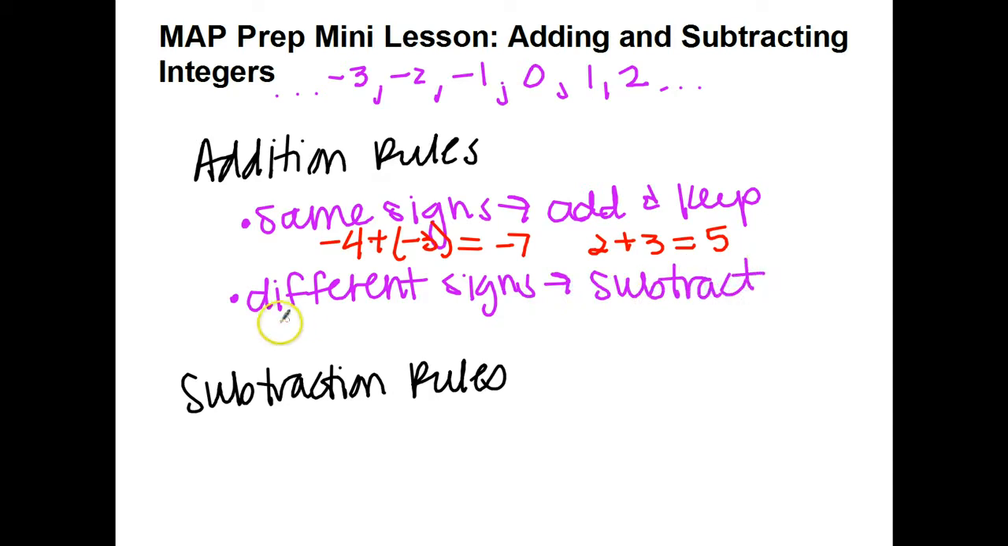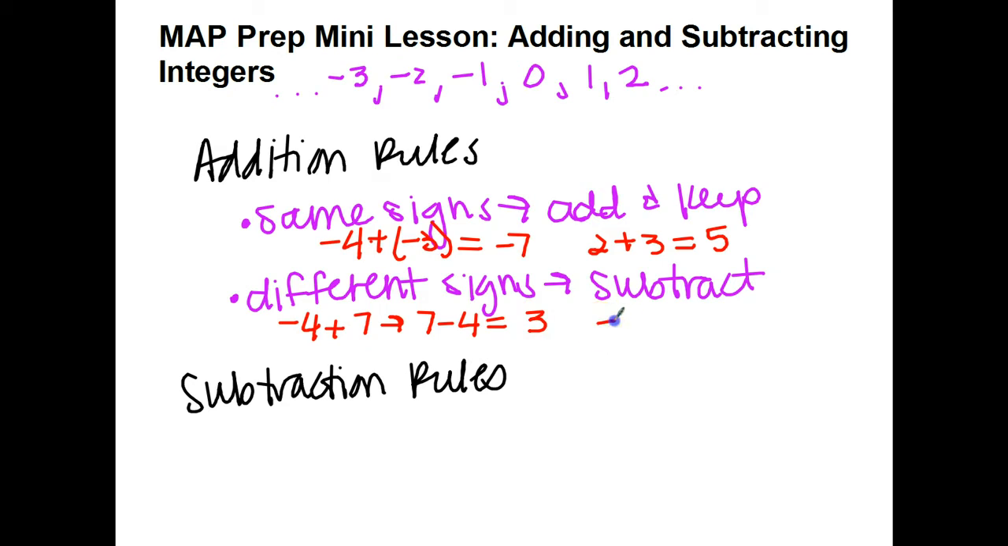When you have different signs, you need to subtract and keep the sign of the higher number. So for example, if I have -4 plus 7, really you do 7 minus 4, you subtract the big minus the small, and you get 3, and I keep the sign of the bigger number. So 7 is the bigger number, so I keep the positive sign, so that would be 3.